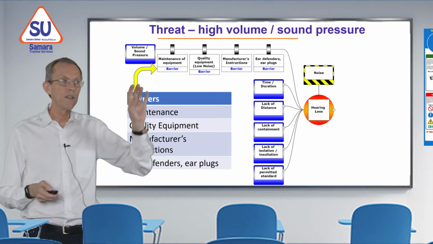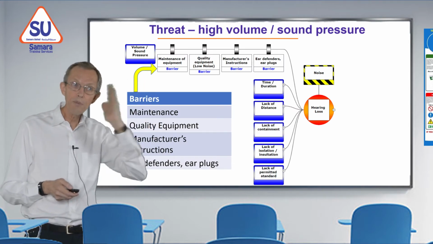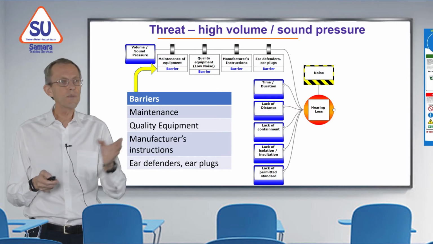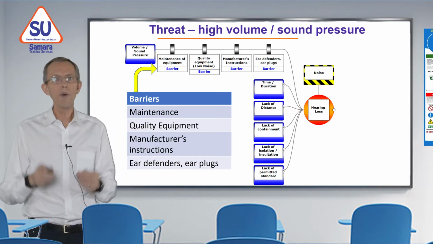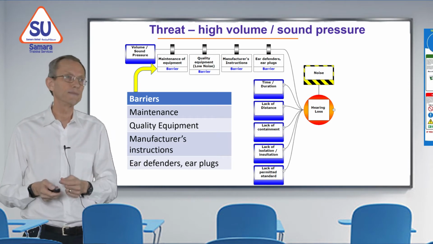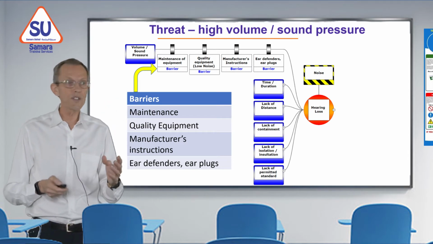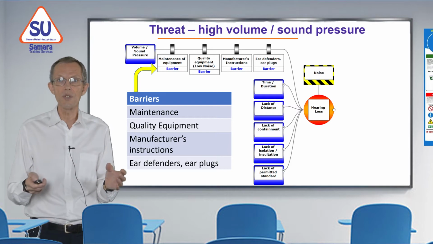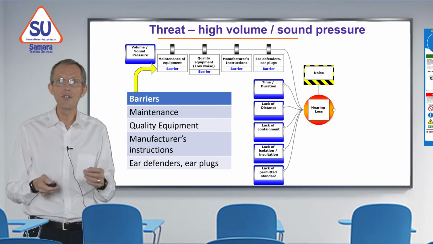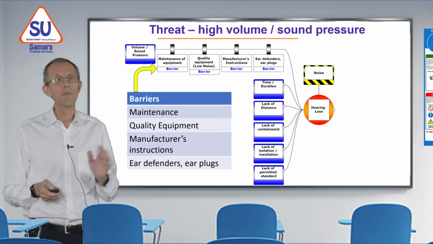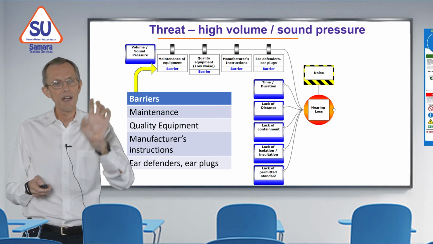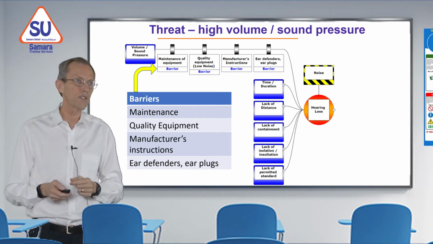So for the top line, the volume, too much sound pressure in the ear, well, we could maintain the equipment. Well-maintained equipment runs smoother, runs quieter. We could buy quality equipment in the first place. Quality equipment will make less noise. It's better made. We can follow the manufacturer's instructions, perhaps for the maintenance or the operation of the machine, so it works as quietly as possible. And then we could, as a last resort, introduce ear defenders or ear plugs to protect our ears. So we could put barriers between the volume and our hearing loss, these barriers I've described.